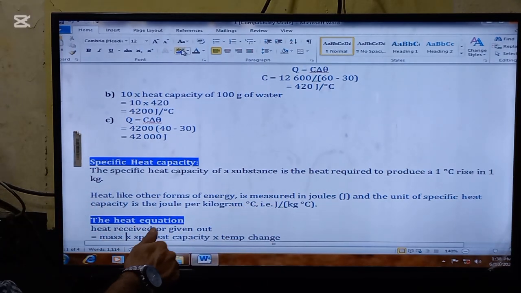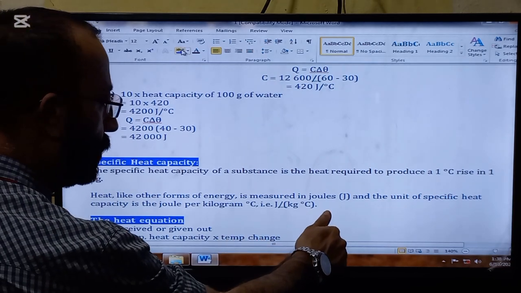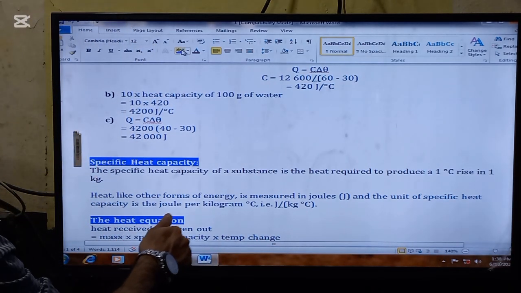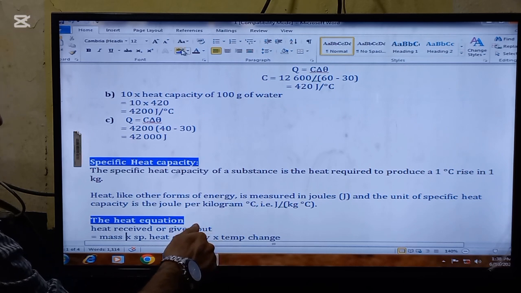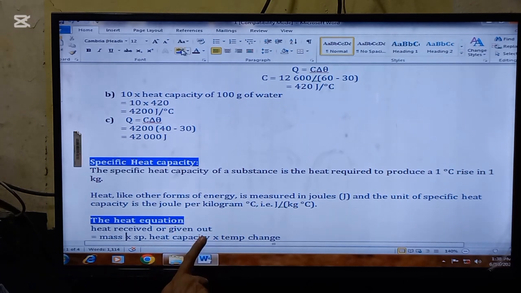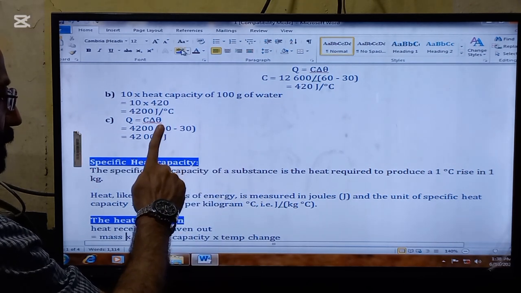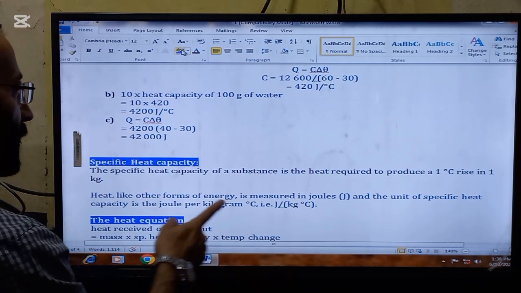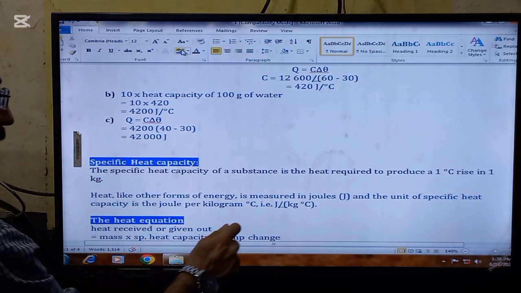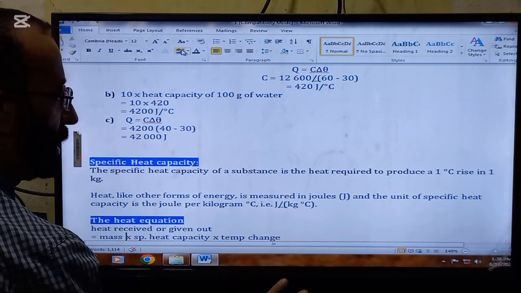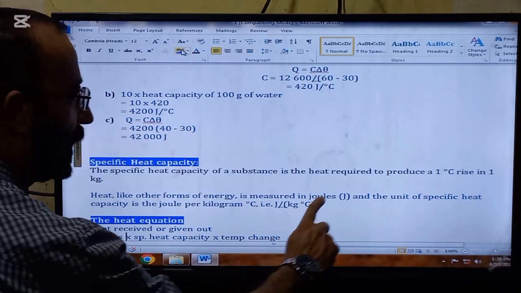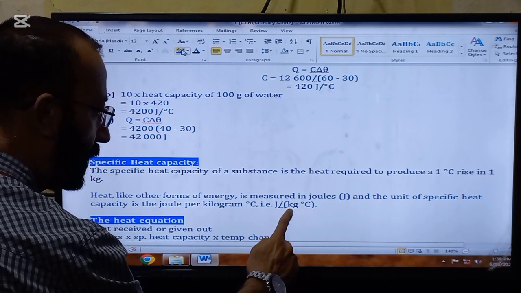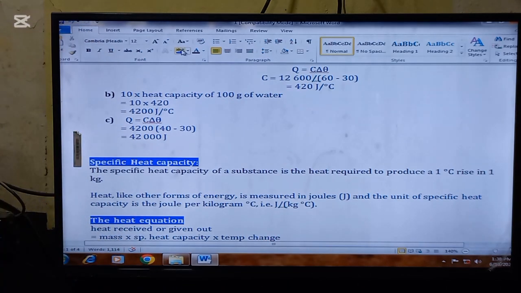Heat, like other forms of energy, is measured in joule, and the unit of the specific heat capacity is joule per kilogram. So this is the difference now. The unit of the heat capacity was joule per degree C, but the unit of the specific heat capacity is joule per kg degree C. So this is the difference. In definition, 1 kg is the difference, and in unit, kilogram is the difference.